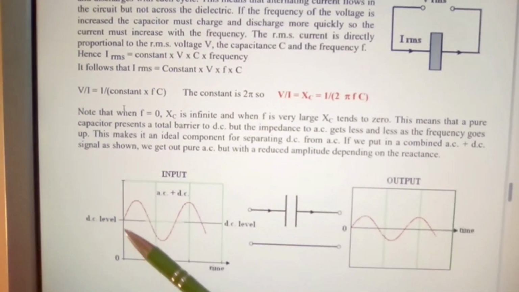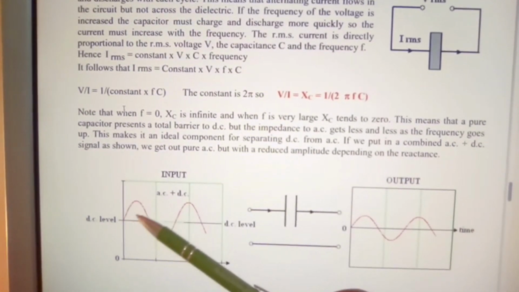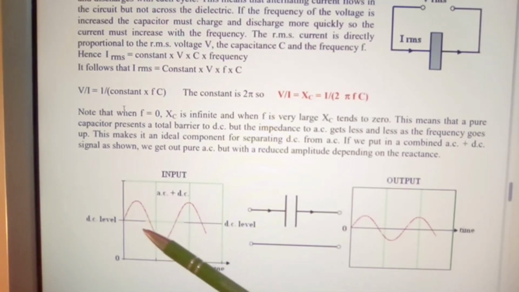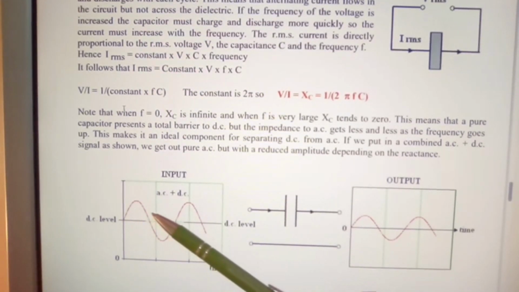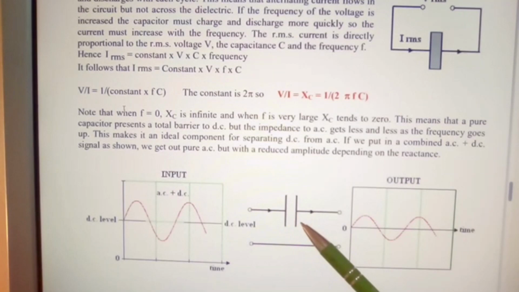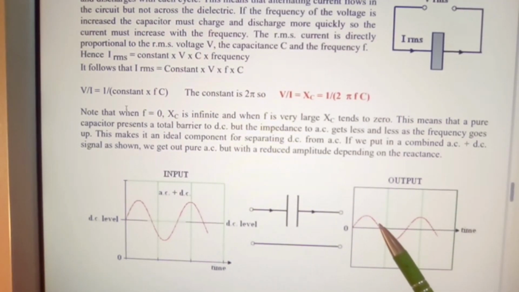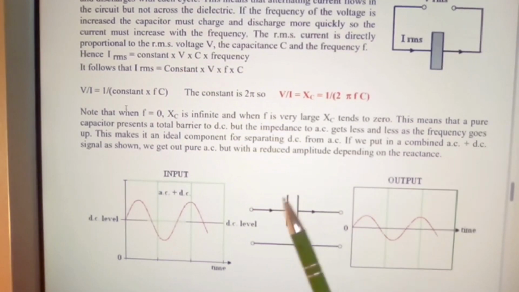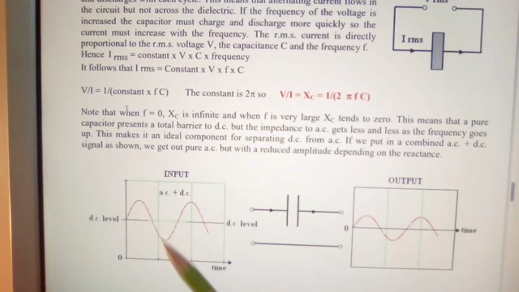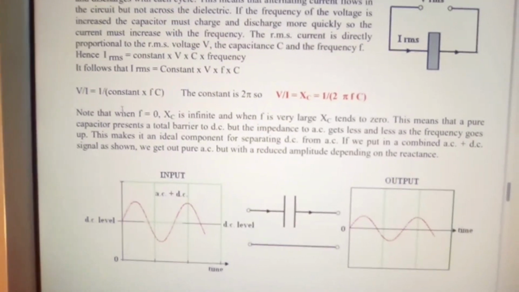And here's what we're saying. We put in the AC plus DC. It has a large amplitude here at this moment, but when it goes through the capacitor, the amplitude is reduced. So we can see the effect that a capacitor has on an input signal. Okay.